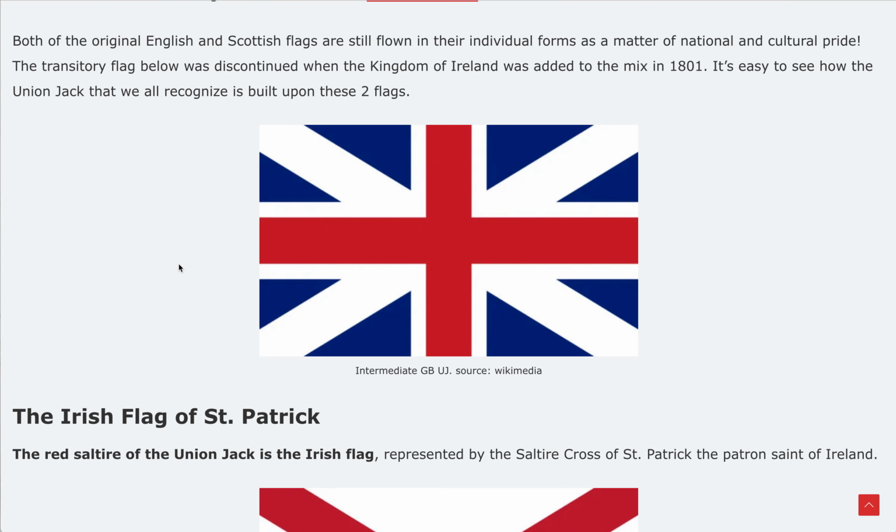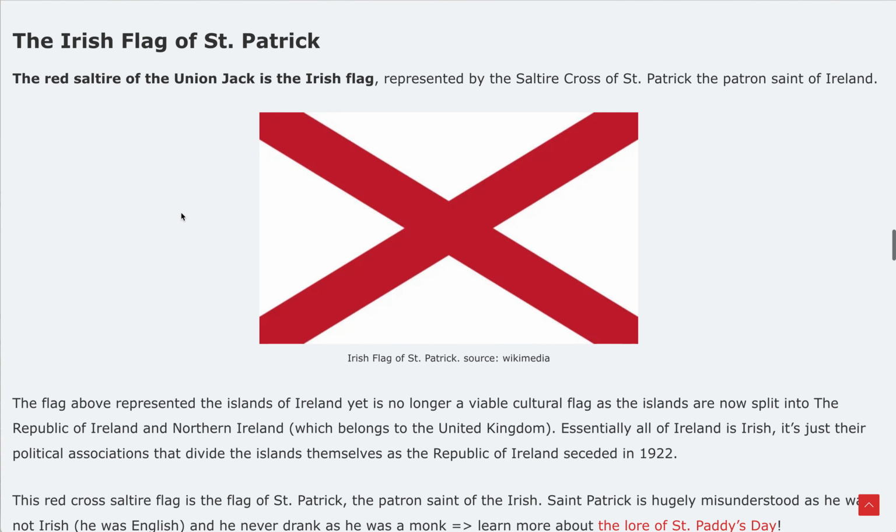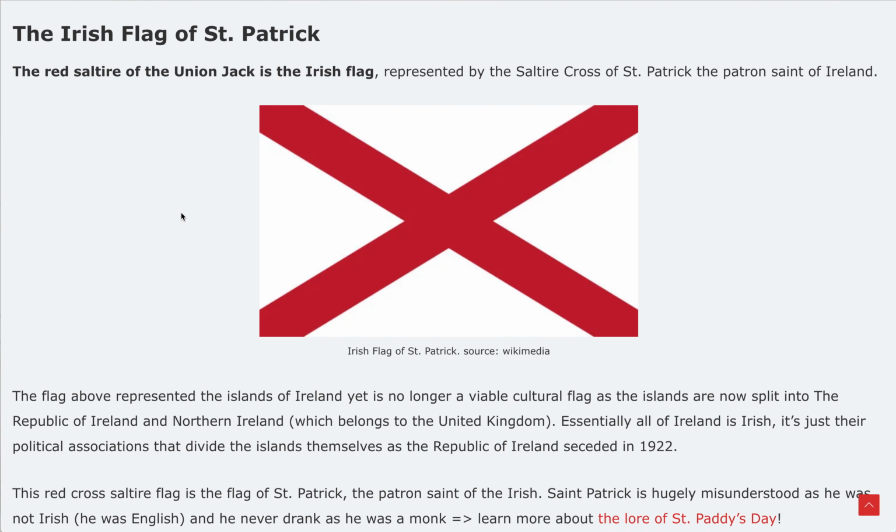And what we're going to do when we add the next flag, the Irish, is fill in this white strip here with another red band, okay? And this is the Irish flag of St. Patrick. And we all know who St. Patrick is because we have St. Paddy's Day, St. Patrick's Day. Do not ever call it St. Patty's Day. That is an abomination.